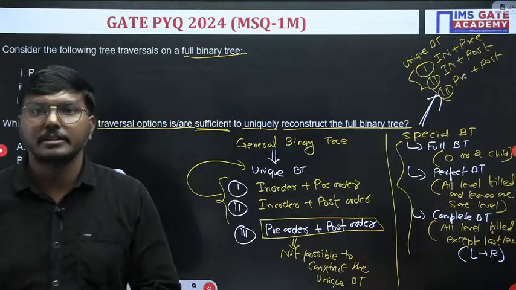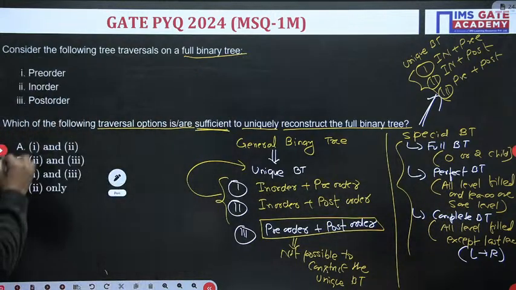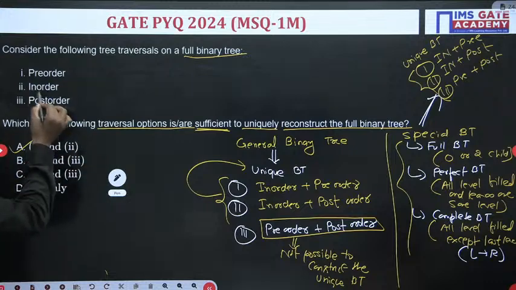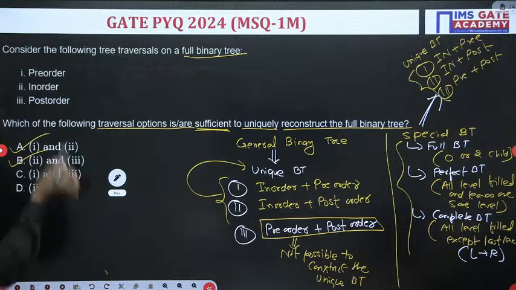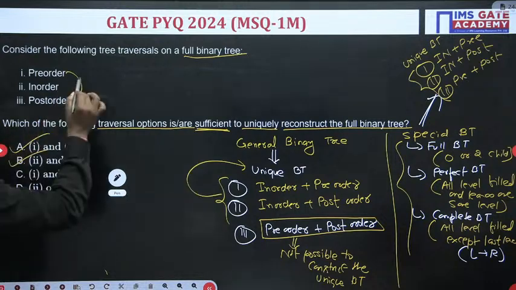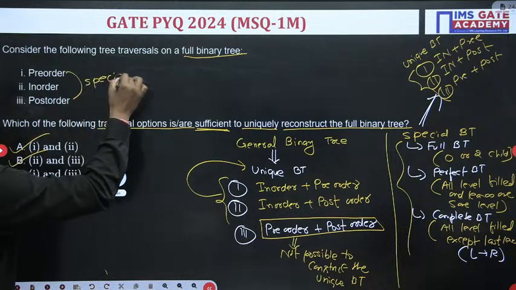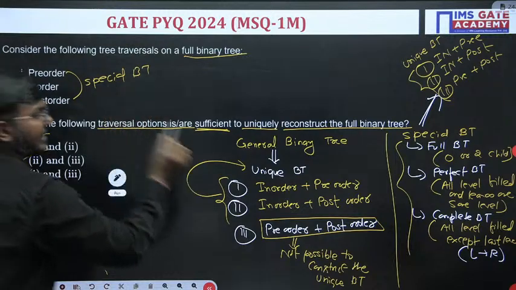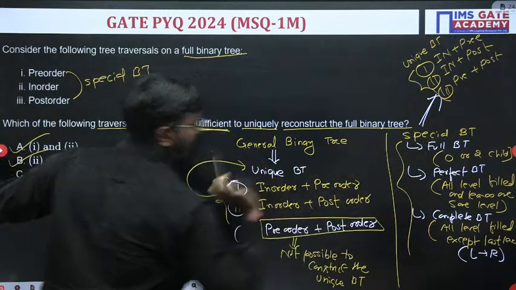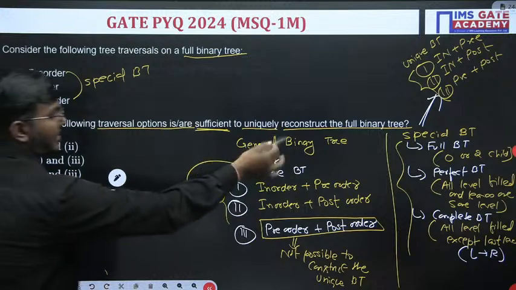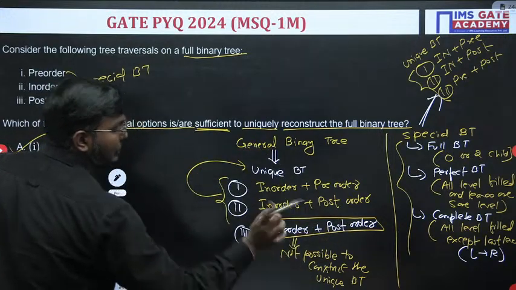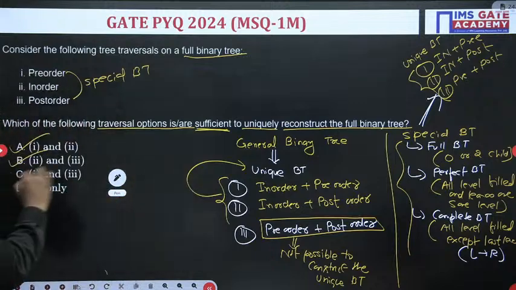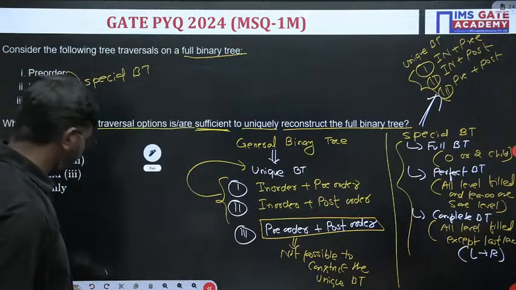Yes, absolutely fine? So the answer is 1 and 2, 3 and in-order, possible. Second, third, it's also possible. First and third, yes, it's also possible, but only if the binary tree is full, perfect or complete, not for general. For general, using pre and post, it's not possible to construct the unique binary tree. Be careful, understood? So option C is also possible. Fine, very good.